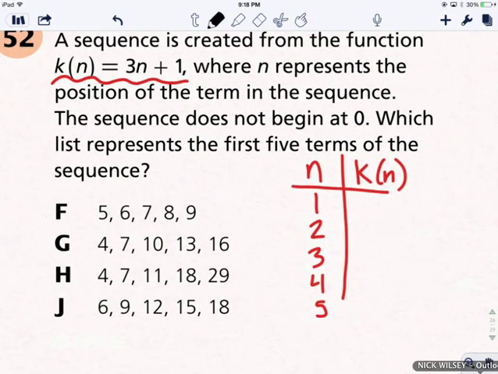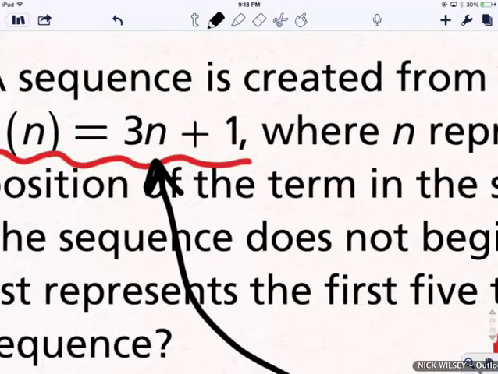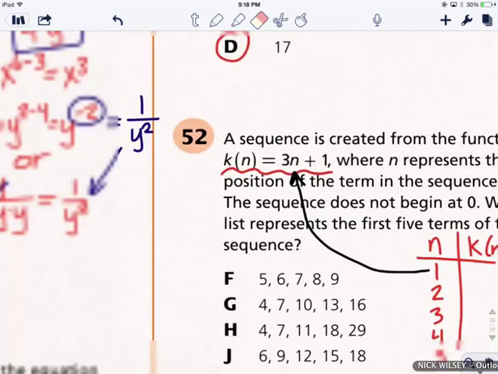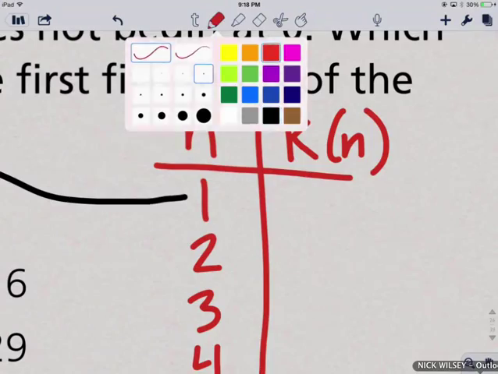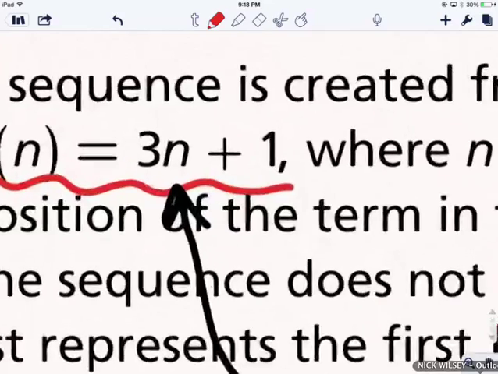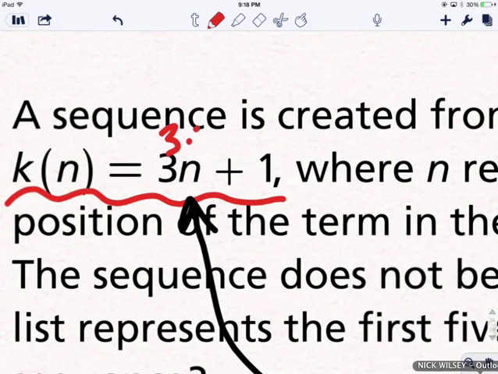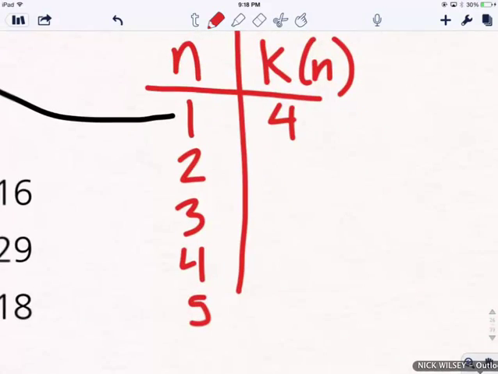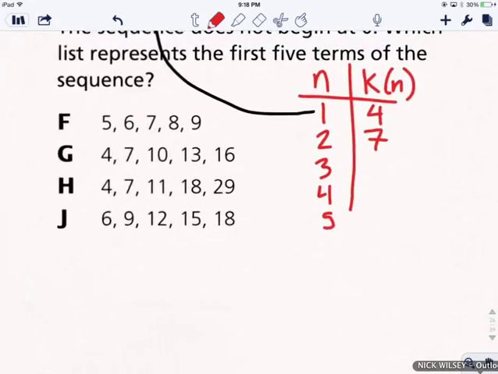Well, when we stick in positive 1 for n into the function, we get 3 times 1 plus 1, which is 4. So we know that the first number in the sequence is positive 4. Now what happens if we stick in positive 2 for n? Well, 3 times 2 plus 1 is 6 plus 1 is 7. So the second number is 7. You can already mark out answer choices F and J.